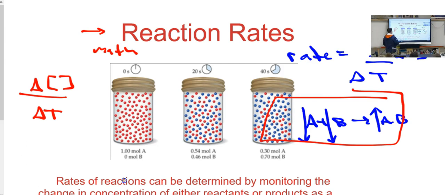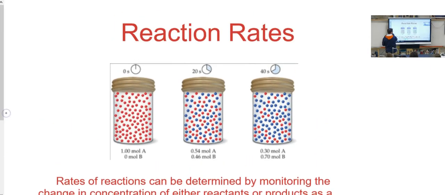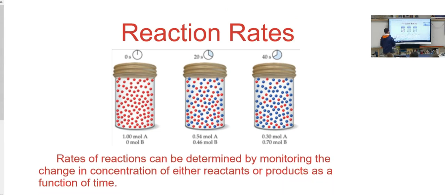Now we're going to get into the math parts of this because that's what we always do. So a rate of reaction can be determined by monitoring the change in concentration of either reactants or products as a function of time.